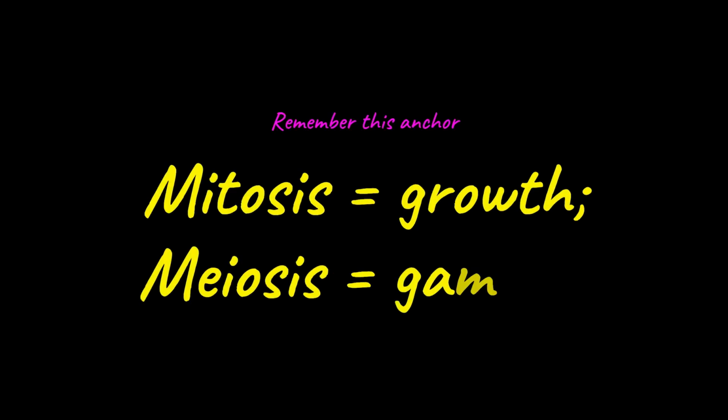When you see signal words like growth, repair, or regeneration, think mitosis and 2 identical cells. When you see gametes, sperm, eggs, or chromosome reduction, think meiosis and 4 diverse cells. That functional anchor will keep them straight under exam pressure.